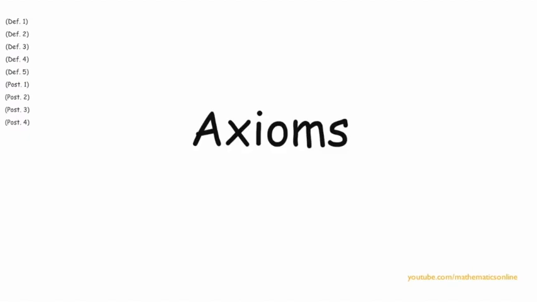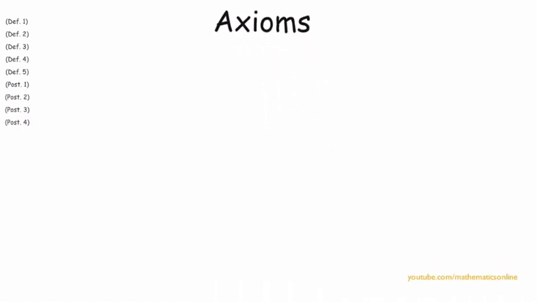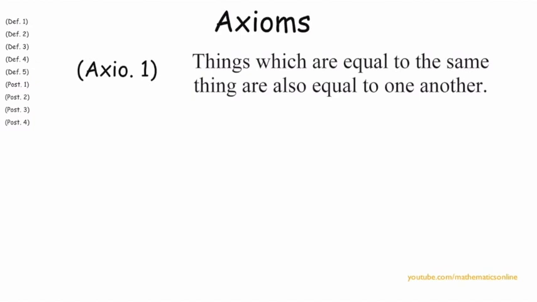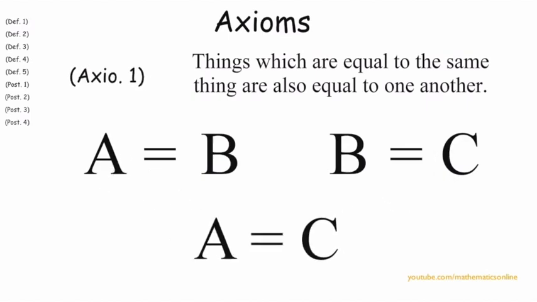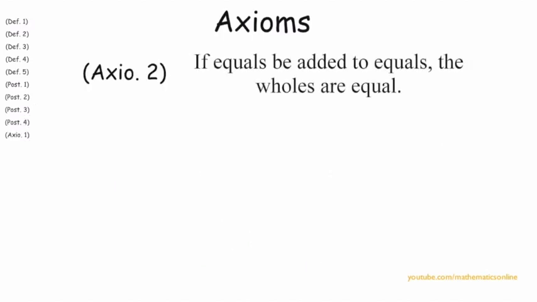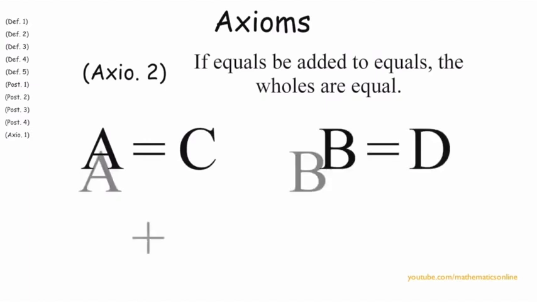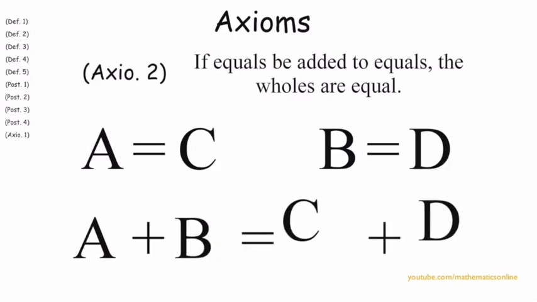Now, our last set of rules are called axioms, which are not only used within Euclid's Elements, but are rules used throughout all of mathematics. So our first axiom is, things which are equal to the same thing are also equal to one another. Now, an easy way to represent this is if A is equal to B and B is equal to C, then A is equal to C. Our second axiom says if equals be added to equals, the wholes are equal. So this means if A is equal to C and B is equal to D, then A plus B must equal C plus D.